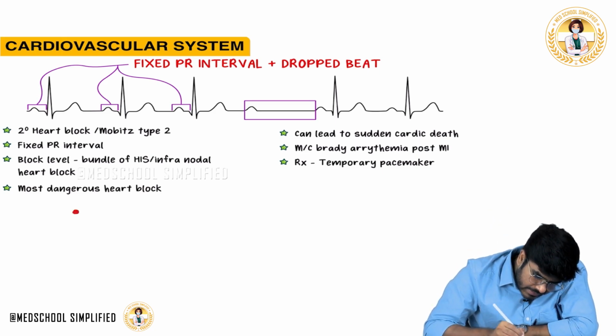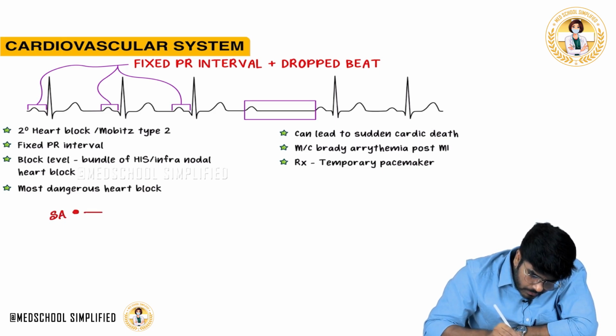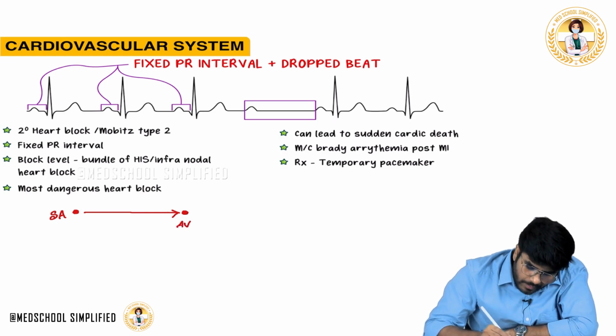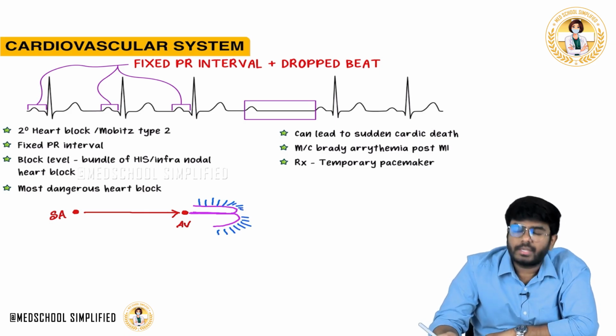See again, here is the SA node. Now the impulse has to go to the AV node. Now from the AV node, who is going to come out? The bundle of His has to come out. Now this bundle of His will divide into the left bundle branch and right bundle branch, and from here the Purkinje fibers will give the impulse to the ventricular myocardium.